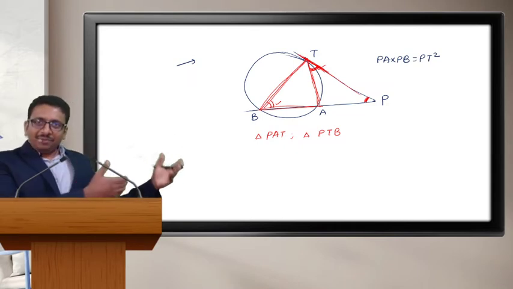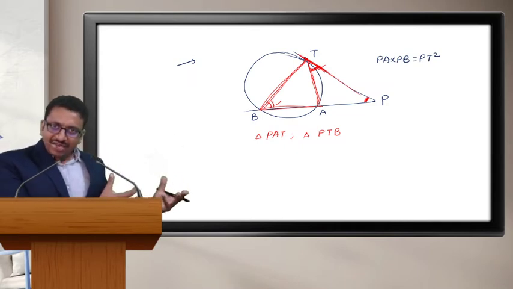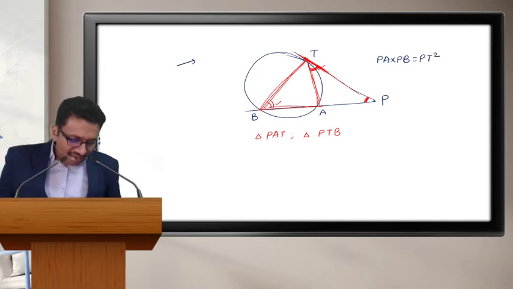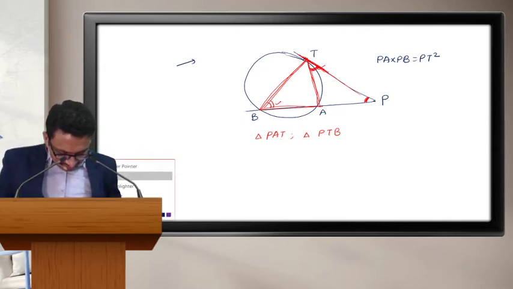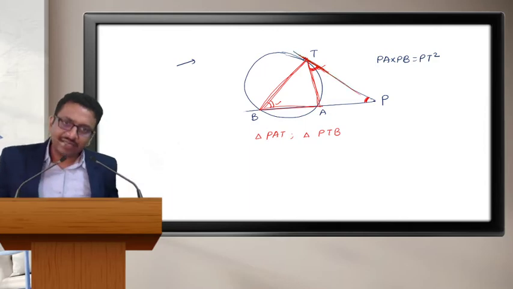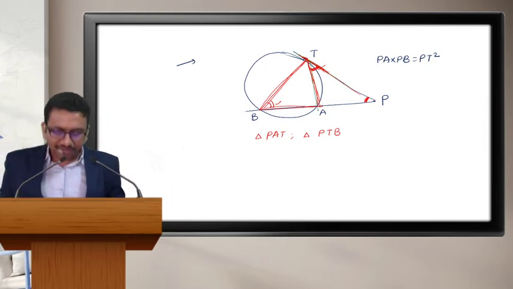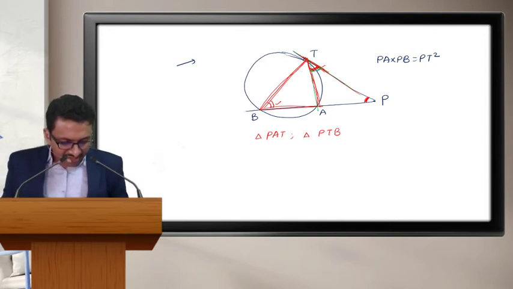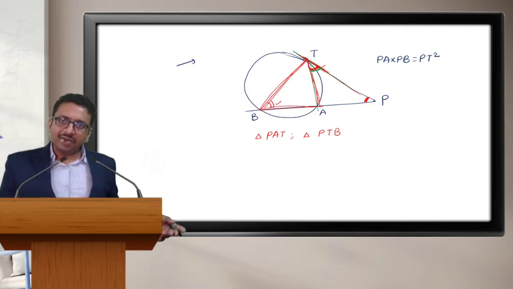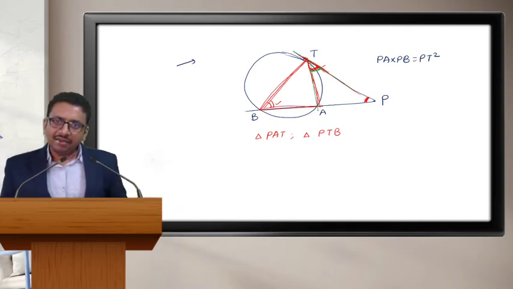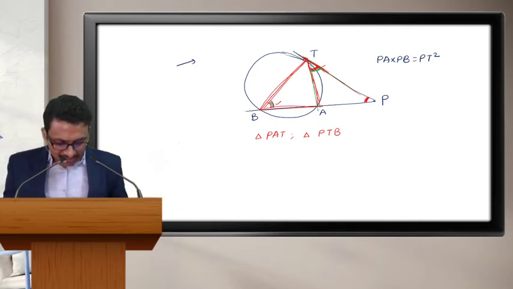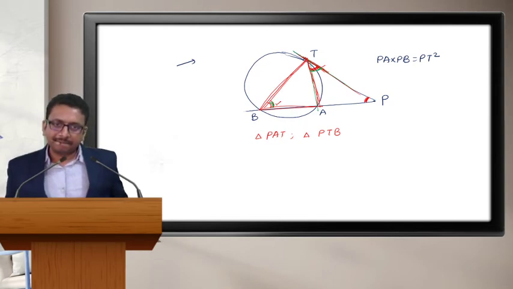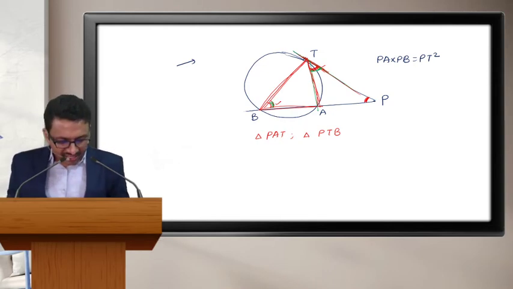So can I apply the previous theorem in this situation? PT is a tangent and TA is a chord, yes or no? So this is the angle between the tangent and the chord, and it should be equal to the angle in the alternate segment, yes or no? So this green angle should be equal to this green angle.